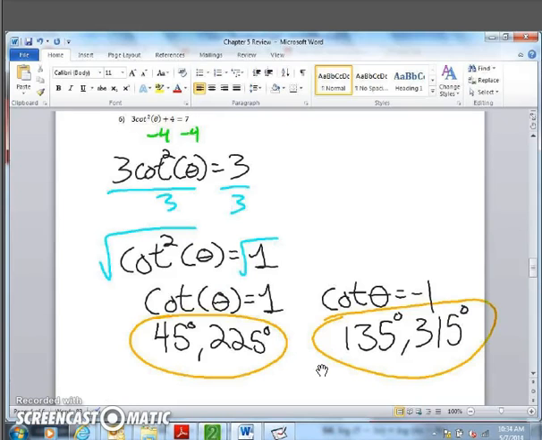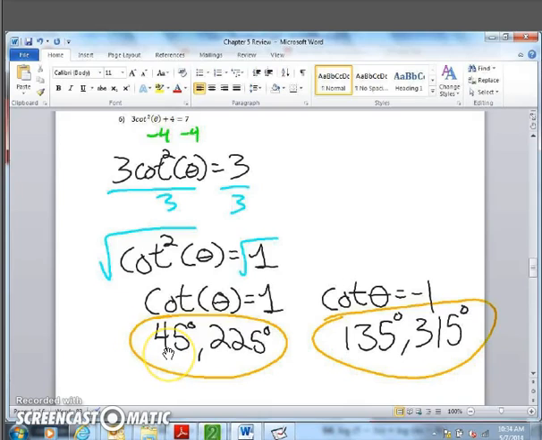This problem again, you have to subtract 4 from both sides and then divide by 3. We isolate the trig function, for there is just one of them. When there's one trig function, you isolate it. So divide both sides by 3, and then I get cotangent squared equals 1. I square root both sides. I get cotangent equals 1, and cotangent equals negative 1.